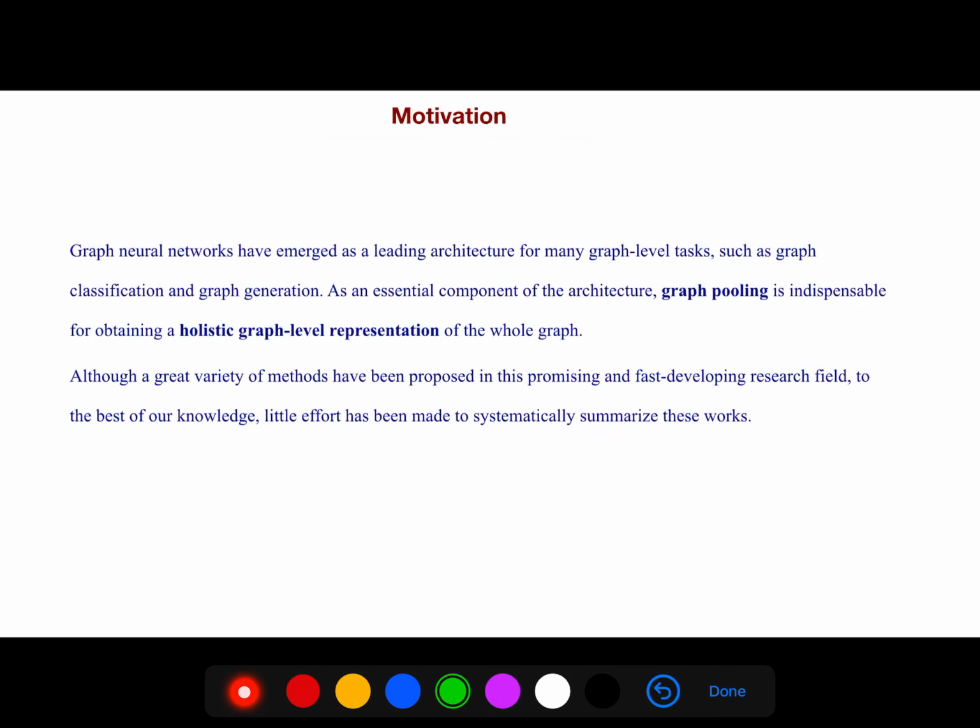Graph neural networks have emerged as a leading architecture for many graph-level tasks such as graph classification and graph generation. As an essential component of the architecture, graph pooling is indispensable for obtaining a holistic graph-level representation of the whole graph. Although a great variety of methods have been proposed in this promising and fast-developing research field, to the best of our knowledge, little effort has been made to systematically summarize these works.